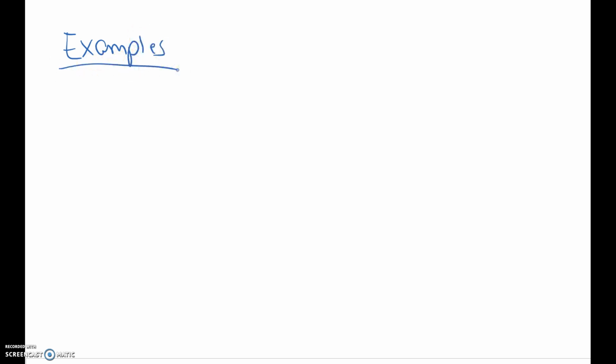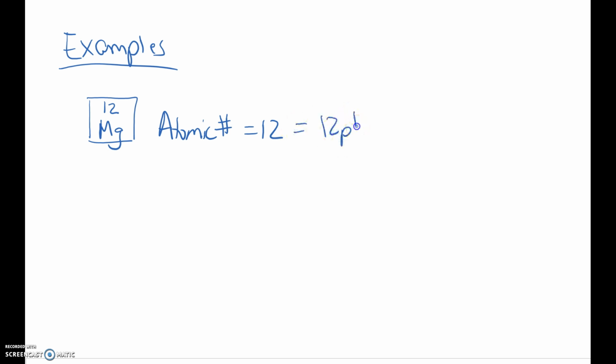Alright, so let's start out with magnesium. I use magnesium for a lot of things. So magnesium's atomic number is 12, and I got that just by looking at the periodic table. Okay, so the atomic number is 12, which means there are 12 protons and also 12 electrons, right? Because we're only talking about things that are neutral right now. So these are the things that will be added to the diagram.